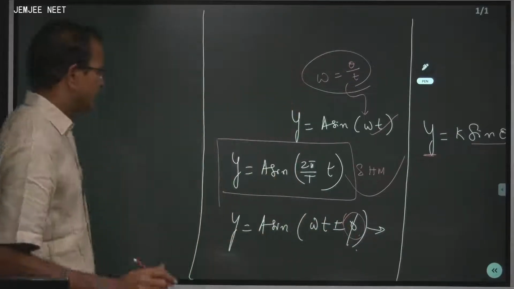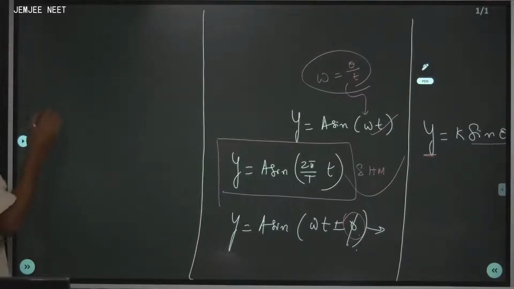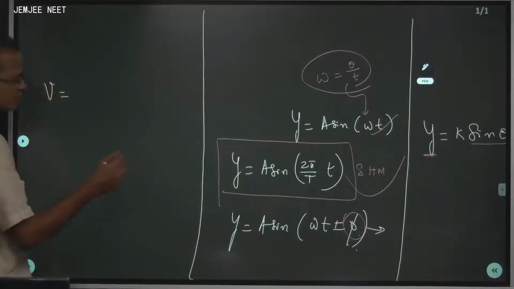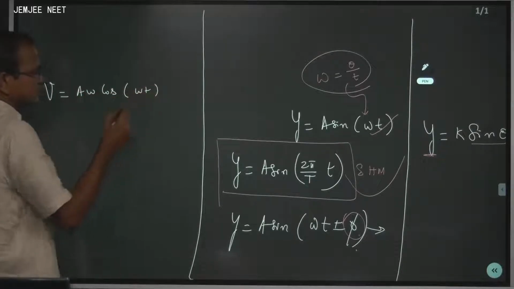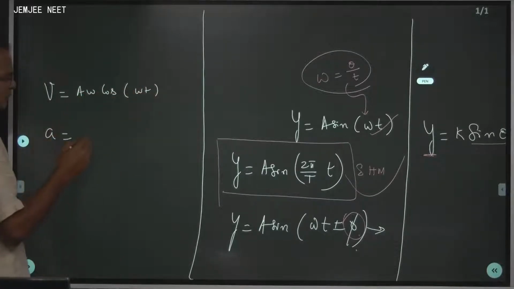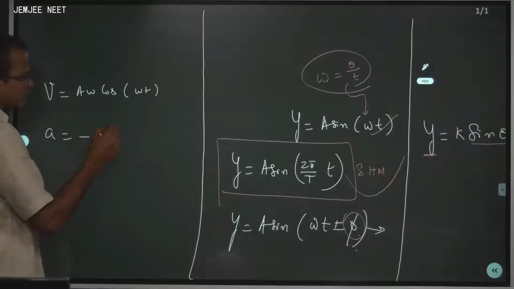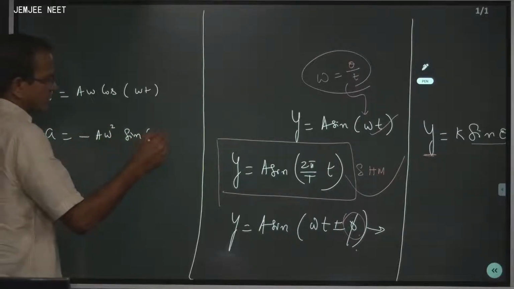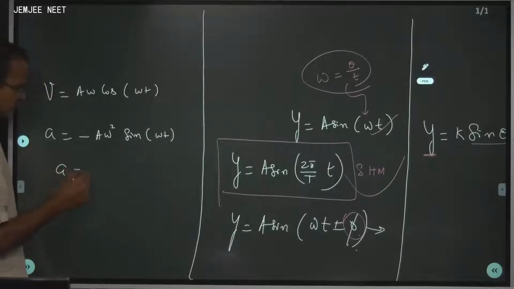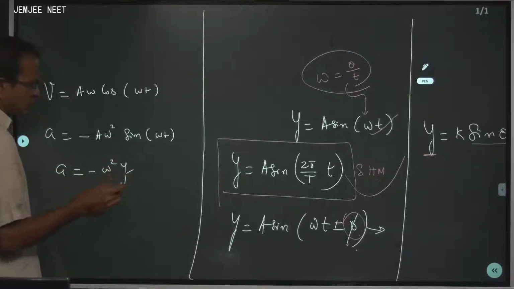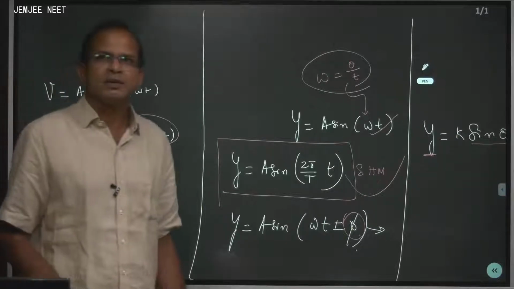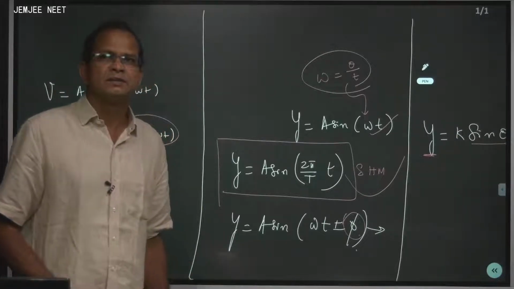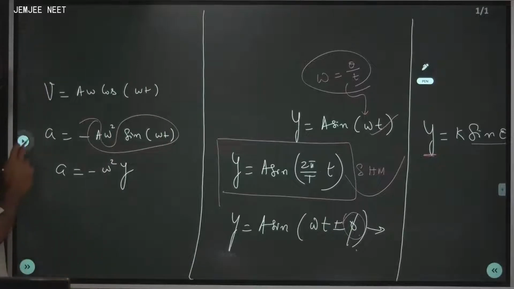This is displacement. Then come to velocity. v is equal to the differentiation of displacement, A omega cos(omega t). Then acceleration, again the differentiation: minus A omega square sin(omega t). This may be called as a is equal to minus omega square times y. Clear now? This is what is simple harmonic motion.